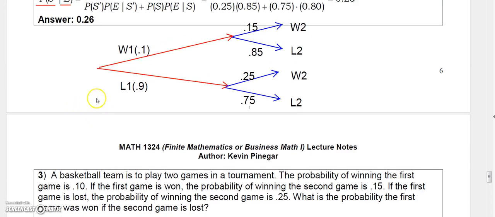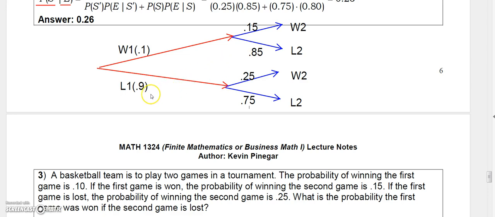So up here you can see that the probability of winning game 1 was 0.1, so that means the probability that we lost game 1 was 0.9. And it says if we do win game 1, so if we do follow this path, the probability of winning the second game is 0.15, so the probability that we win the second game would be 0.15, and so the probability that we lose the second game would be 1 minus this, which is 0.85.